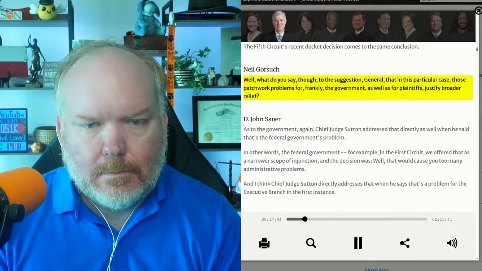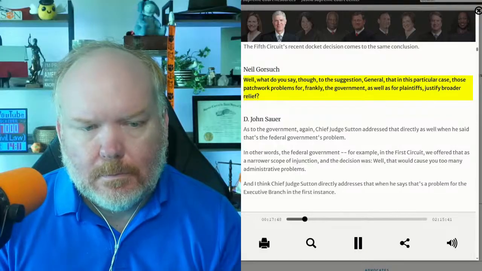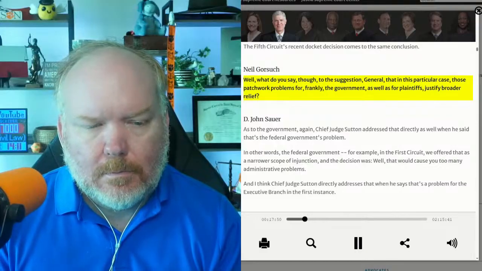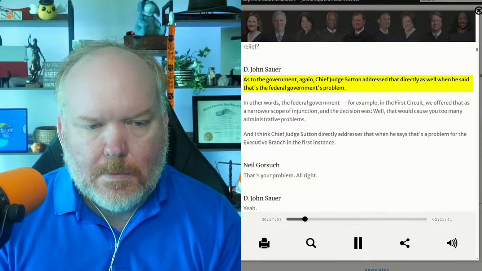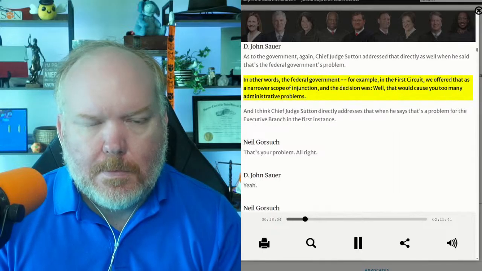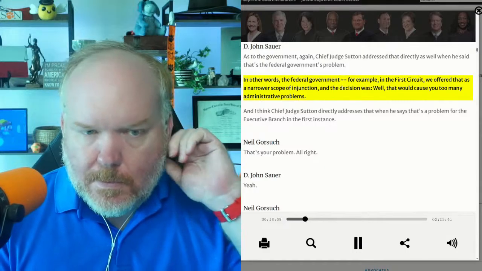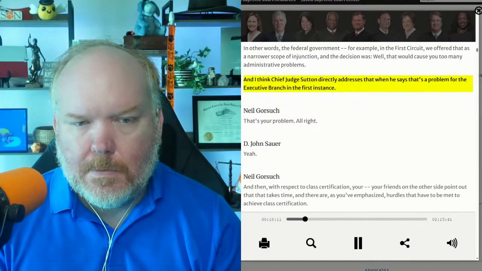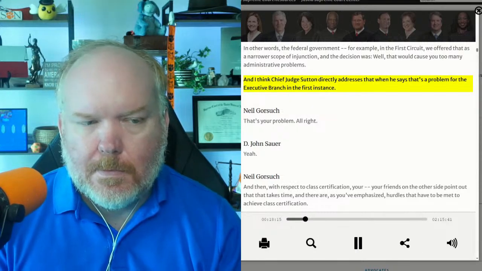What do you say, though, to the suggestion, General, that in this particular case, those patchwork problems for, frankly, the government, as well as for plaintiffs, justify broader relief? As to the government, again, Chief Judge Sutton addressed that directly as well when he said that's the federal government's problem. In other words, in the First Circuit, we offered that as a narrower scope of injunction, and the decision was, well, that would cause you too many administrative problems. And I think Chief Judge Sutton directly addresses that when he says that's a problem for the executive branch in the first instance. All right.